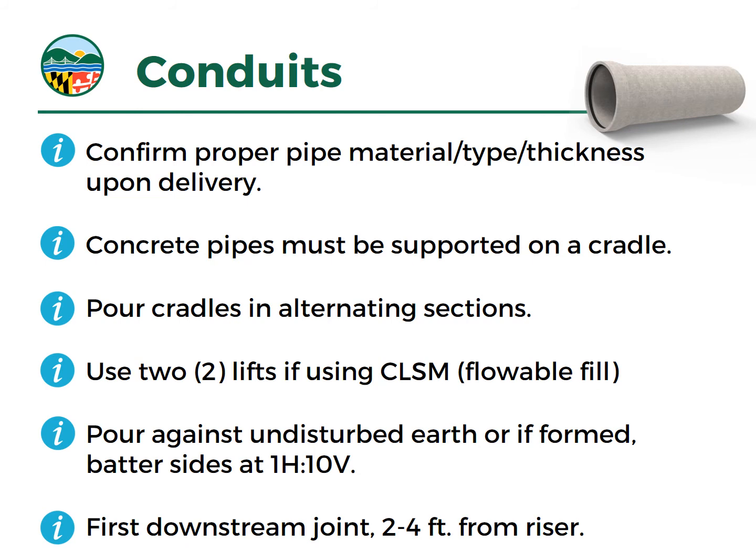Those cradles can be poured against undisturbed earth, but if they are formed, we'd batter the sides at a slight batter. That helps promote good compaction with the equipment getting up tight to the cradle and kind of driving the soil into the cradle a little bit, so they get really good bond. We'd also recommend that first downstream joint of the conduit is about 2 to 4 feet from the riser, so that way you don't have cracking if you've got differential movement between the pipe and the riser.